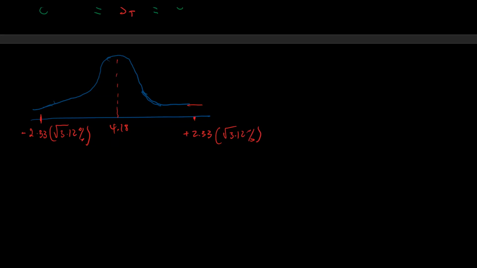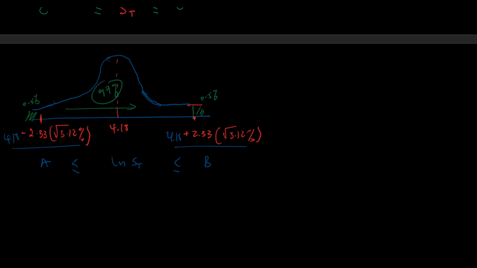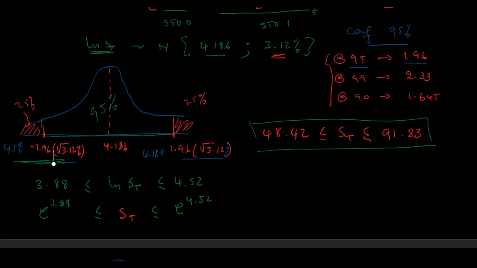Now, what this gets us, and you remember, is 4.18 minus that, and 4.18 plus that, right? So what we have here, let's call this A, and what we have here, let's call this B, would give us a confidence interval around the log of ST, because it is the log of ST that's normally distributed. At the 99% confidence, we have 0.5% at the tail here, and 0.5% at the tail here. That makes it such that we have 99% in the middle there. And so to find the distribution around ST, we would have ST between the exponential of A and the exponential of B. And that would give us a confidence interval around the stock price at the 99% confidence. That's essentially what we would have. These values, the 95%, 99%, and the 90%.